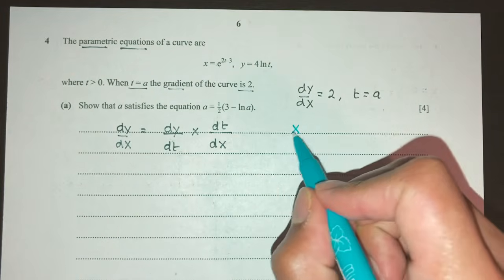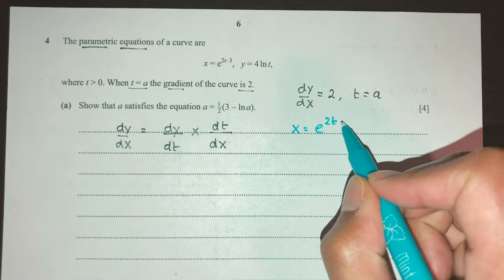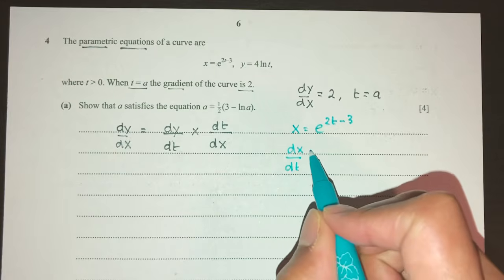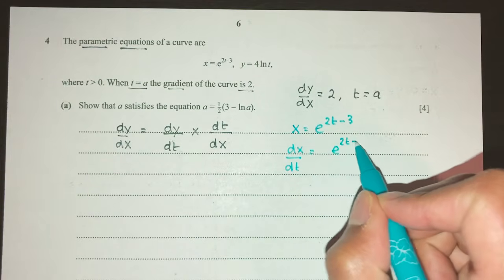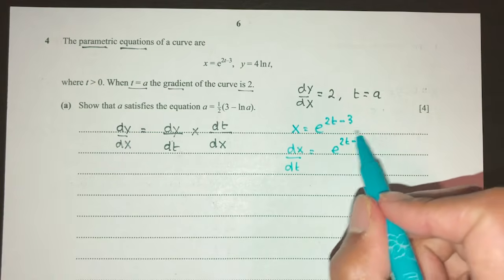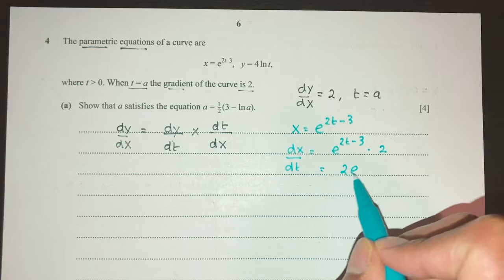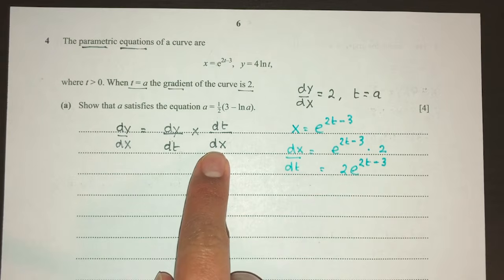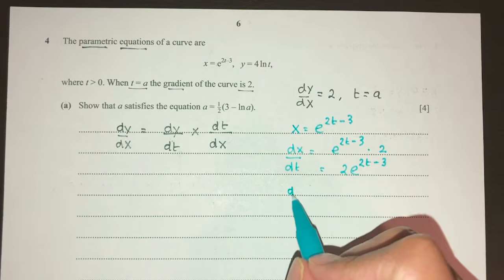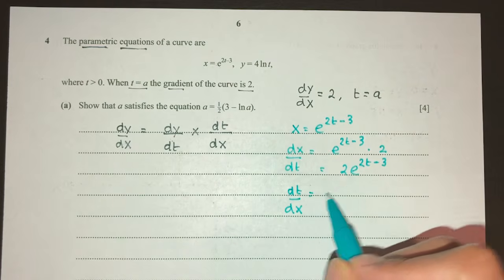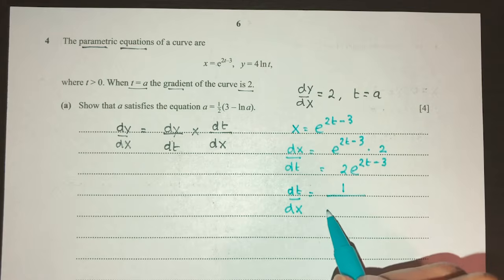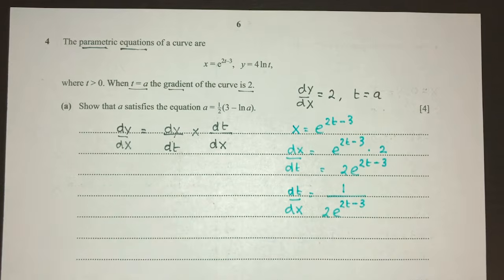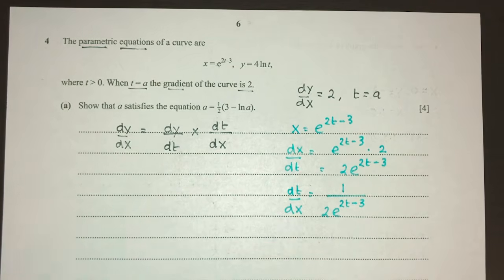First one is x is equal to exponential 2t minus 3. Let's find dx by dt. You write the same thing and multiply by the differentiation of this one, that will be 2. Your answer will be 2 exponential 2t minus 3. That will be dx by dt. But here we're looking for dt by dx, so we have to flip this upside down. That will be 1 over 2 exponential 2t minus 3. That is this value.